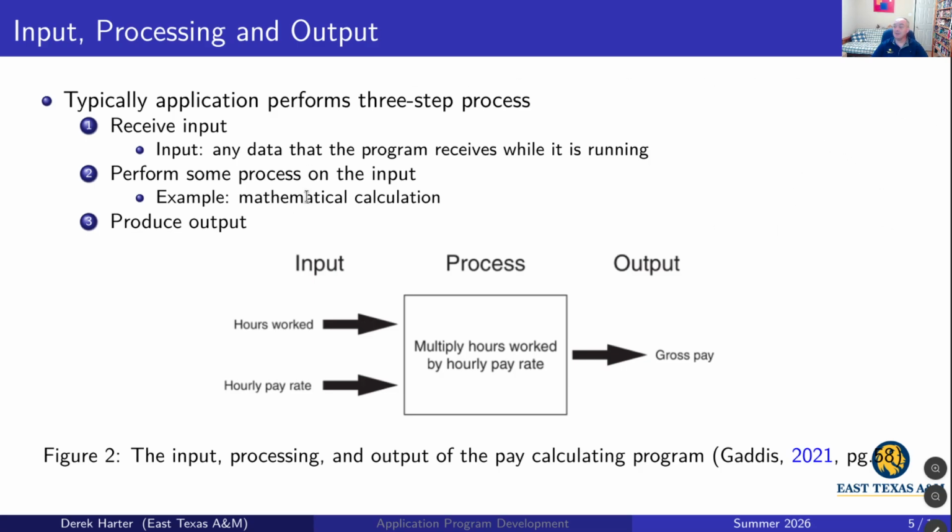Okay, but for the rest of this video, we're going to be concentrating on getting input using the Python language and producing output, so showing results. Typically, when you write an application program, it performs a three-step process. Get some input, so some data from the user or maybe from a file or a database, and perform some calculations on it, so it processes the input.